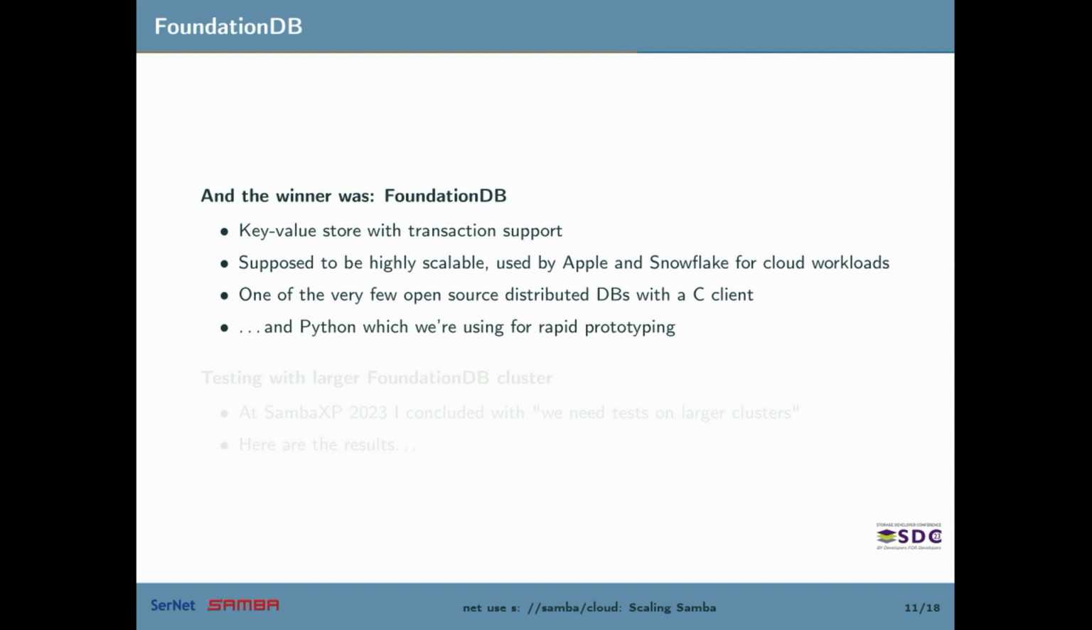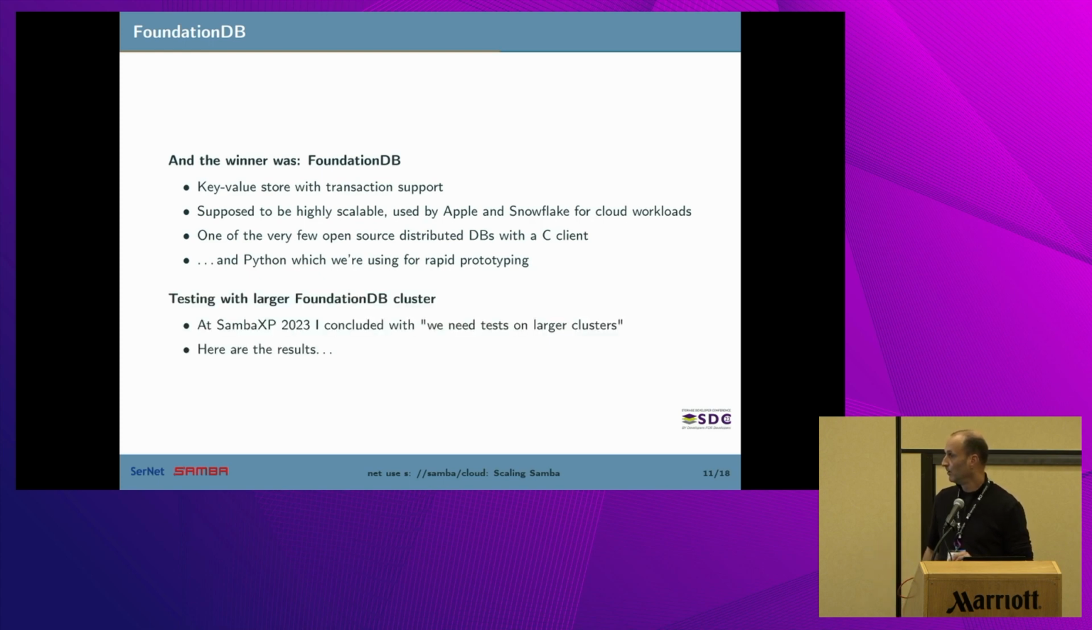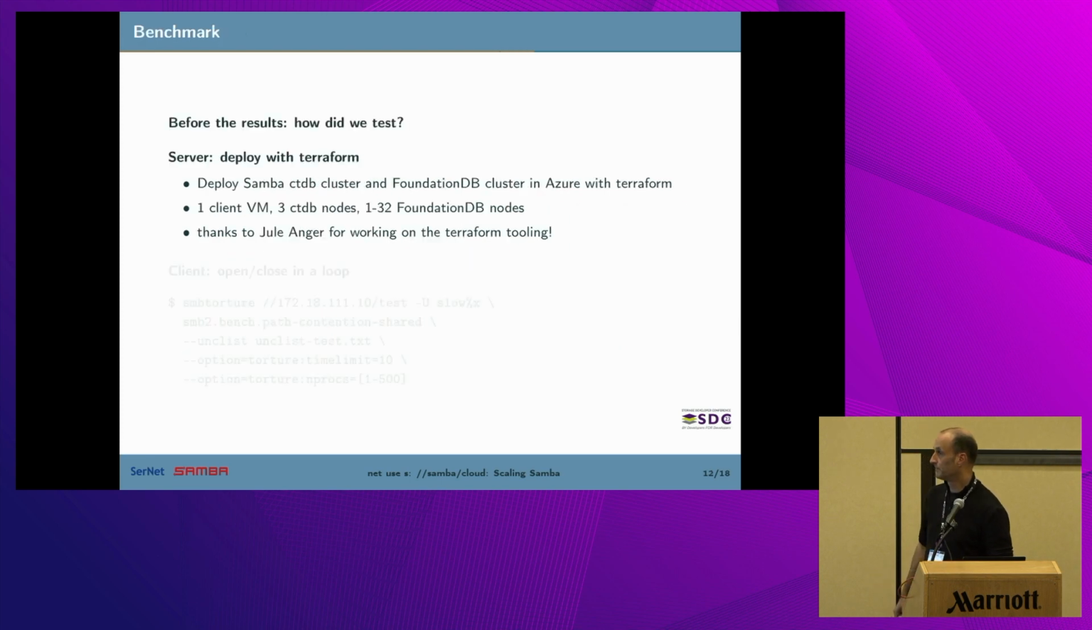So I thought, okay, maybe I just didn't have enough nodes in my cluster when I tested FoundationDB. I had only 3 nodes, a small FoundationDB cluster, and it wasn't really an actual cluster. It was basically a partitioned VMware ESX server where I had 3 VMs with 4 cores or so per VM, put together as a cluster pretending to be a 3-node real cluster, but it wasn't. So at Samba XP earlier this year, I concluded we need more tests on larger clusters, and that's what we did. And here are the results.